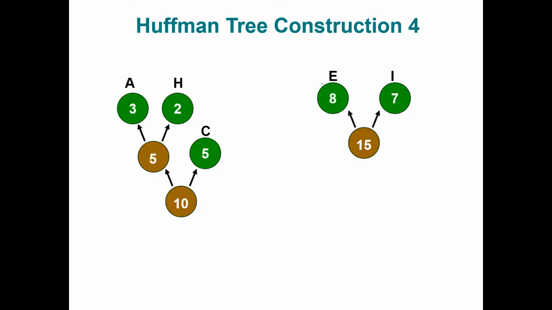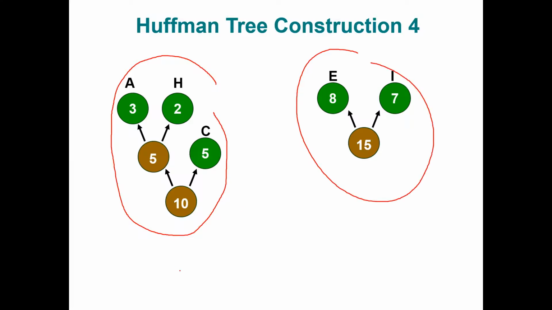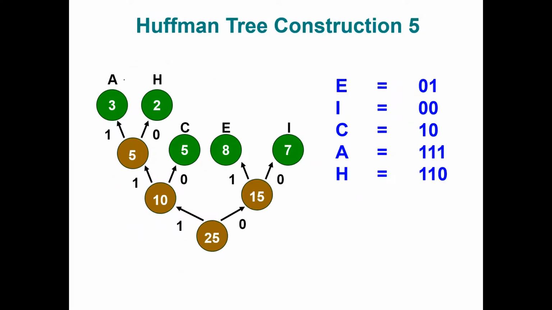So as you can see, we have joined E and I, and the cumulative weight is 15. Now we have been left with two trees, and we would join both of these trees in a single tree. So this would be the Huffman coded tree.